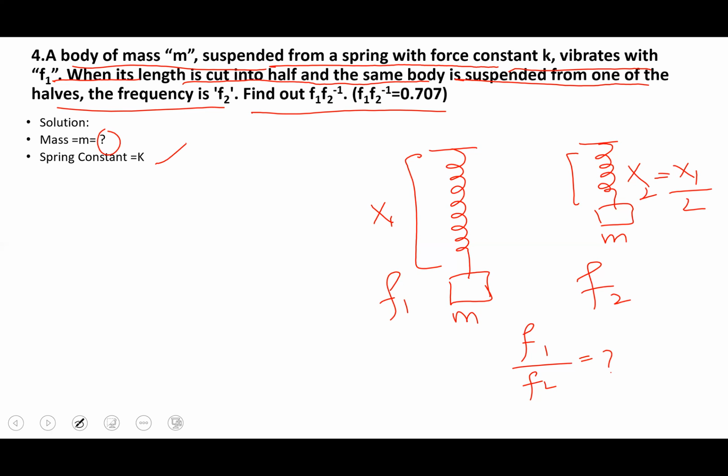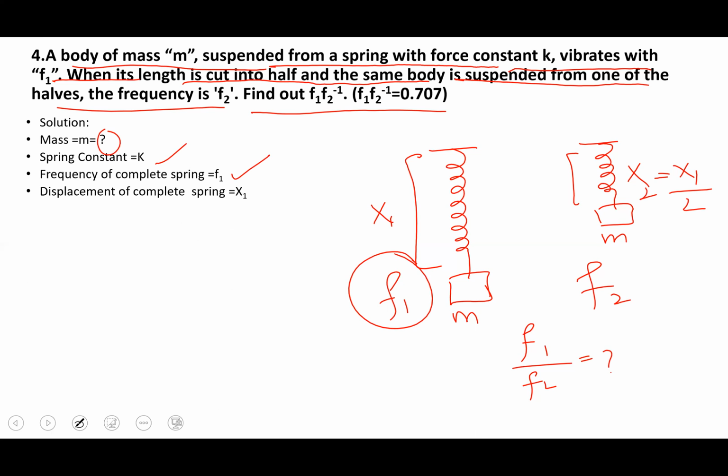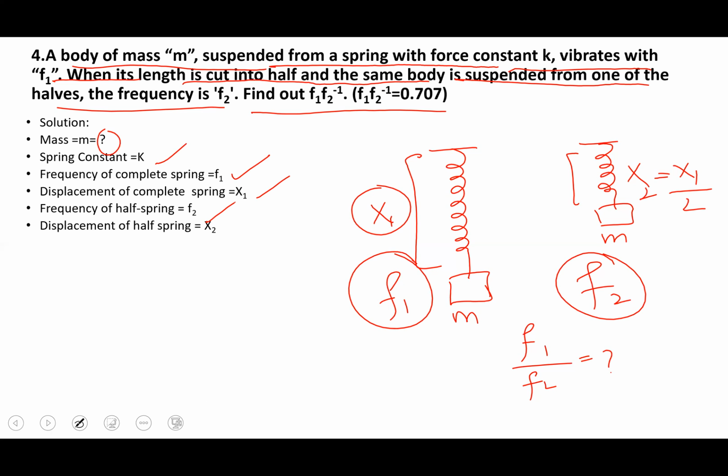So the spring constant is given to us as k. The frequency of a complete spring is given as f1, which we have mentioned over here. The displacement of a complete spring is x1, which is mentioned over here. The frequency of the half spring is f2, and the displacement of the spring is x2, which is mentioned right over here. And we have to find out f1 divided by f2.